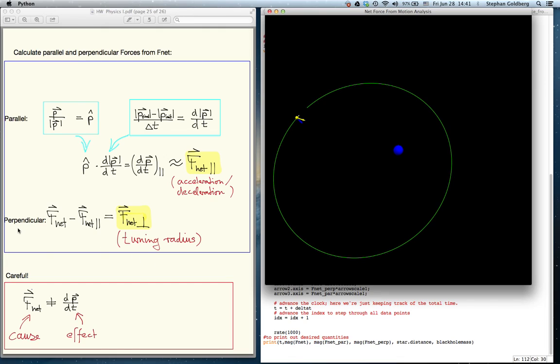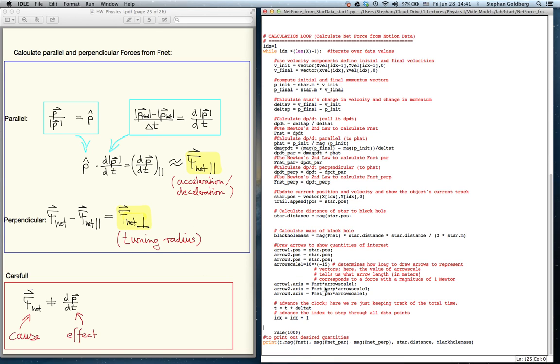And the perpendicular component we simply get by subtracting that parallel component from the total net force. So we arrive at the perpendicular component. This is the turning radius. The Python code does that right here to calculate the parallel component, and here to calculate the perpendicular component.